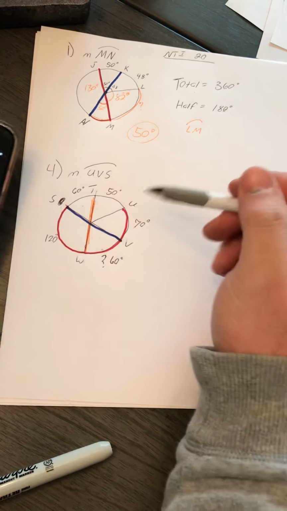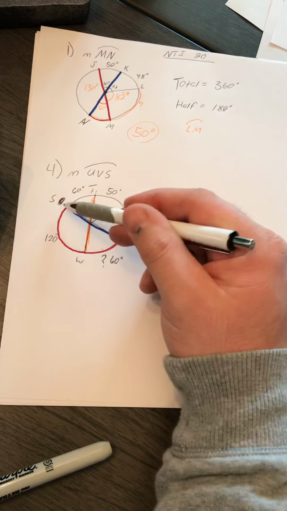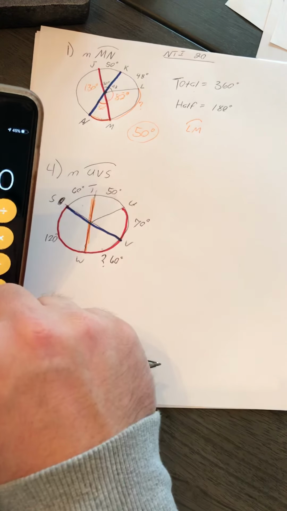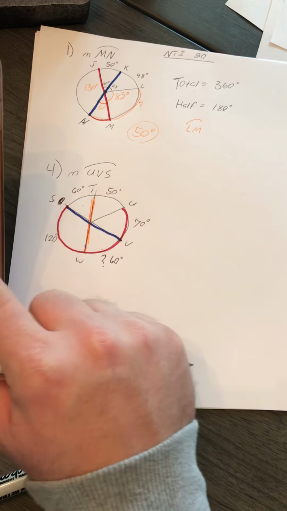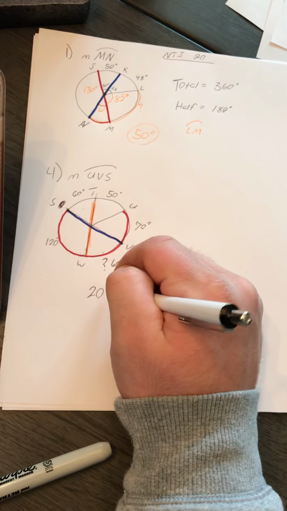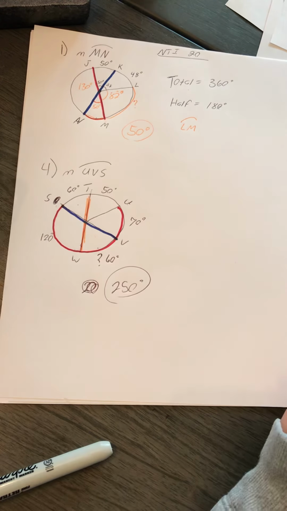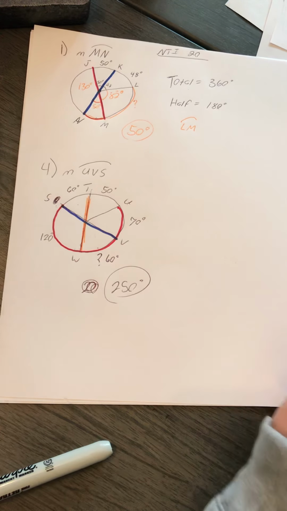Now I've got all the parts. It asks for these three parts from U all the way to S. So on this one, I would just do 70 plus 60 plus 120, and that is 250 degrees. That's my answer for number 4. Okay, any questions, let me know.